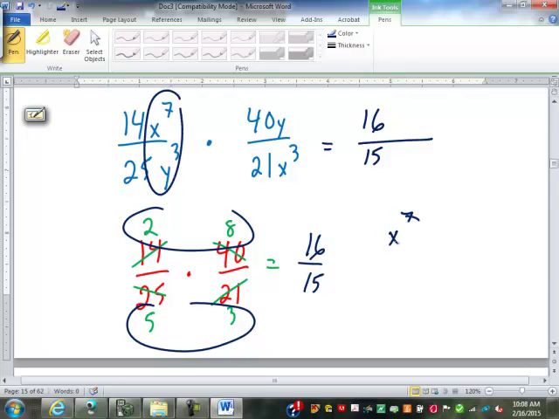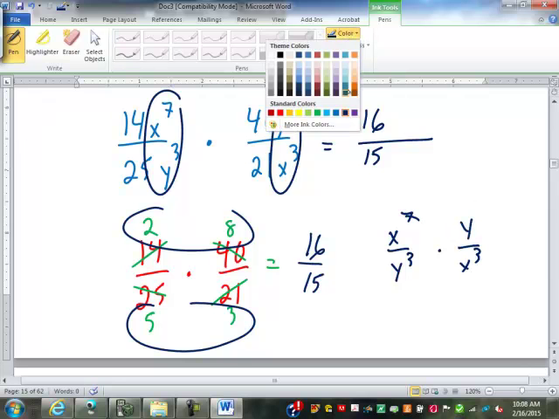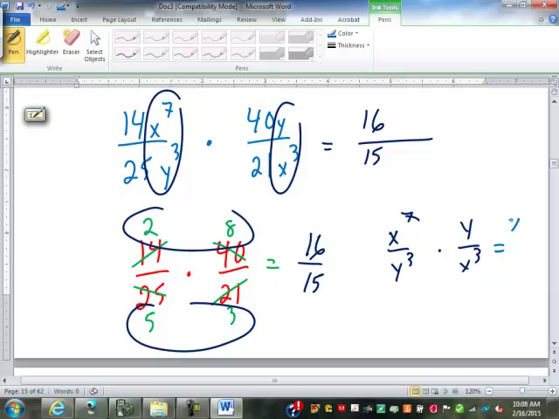We have x to the 7th over y to the third. Then we've got y over x to the third. So if we multiply that out, well, it's just x to the 7th y over x to the third y to the third. I put them in alphabetical order.